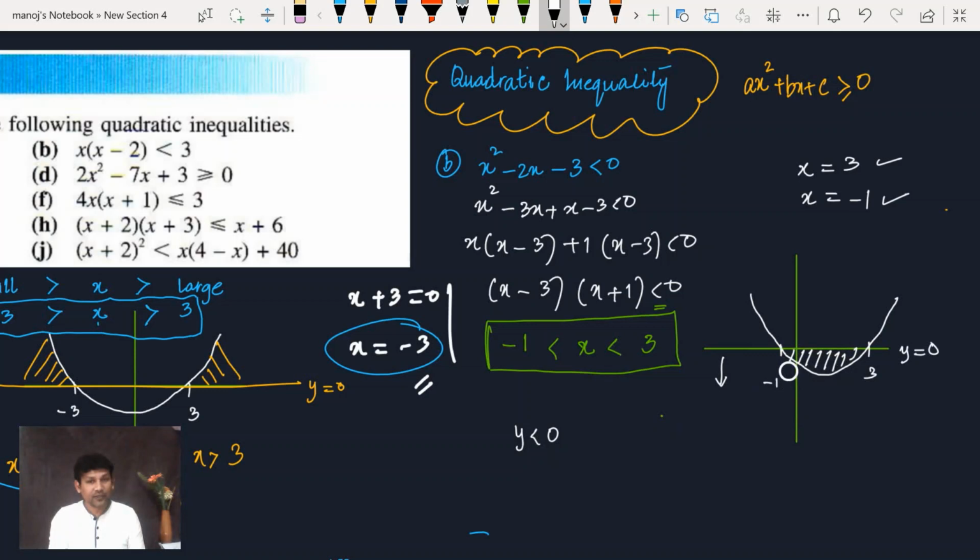Now just observe here, the x value is not this part, the x value is the right side: x is greater than minus 1, and here x is less than 3. Check it out, x is greater than minus 1, x is less than 3, and we have done it.